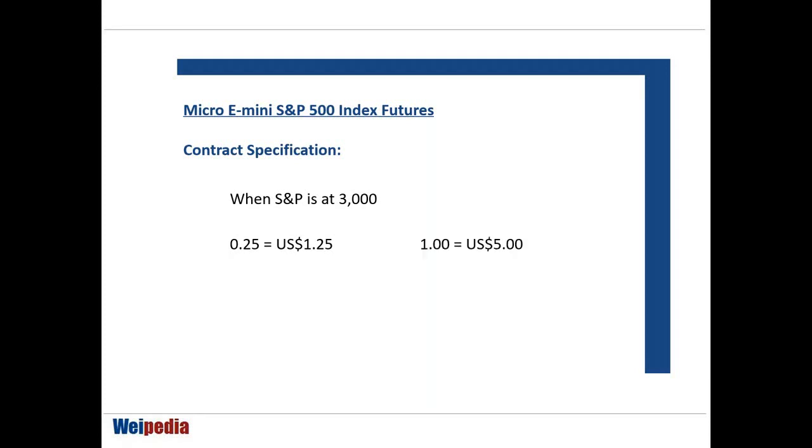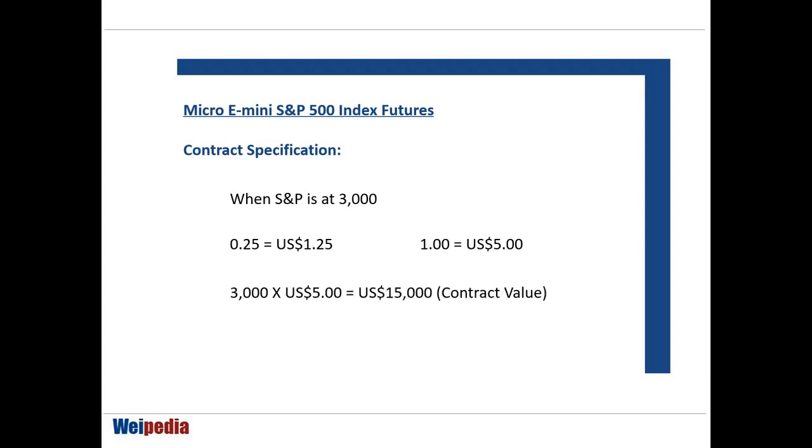Now, it's a bit of mathematics here. If I multiply by 4 on both sides, 0.25 becomes 1, and 1.25 times 4 is equal to 5. It means that 1 point is 5 US dollars. I think most of us will agree on that.